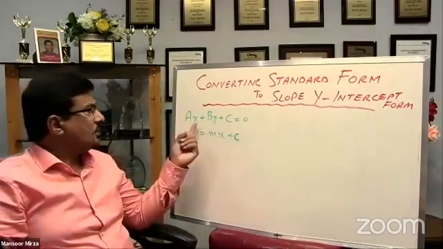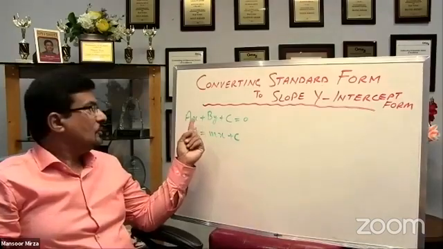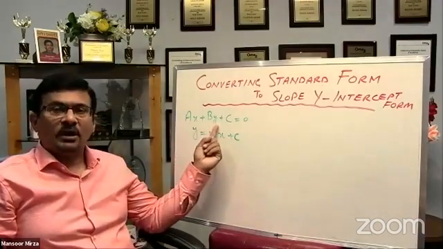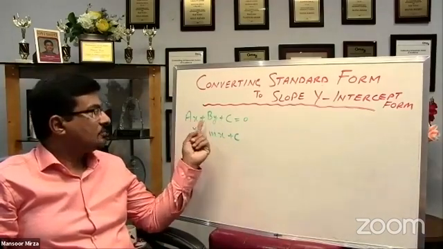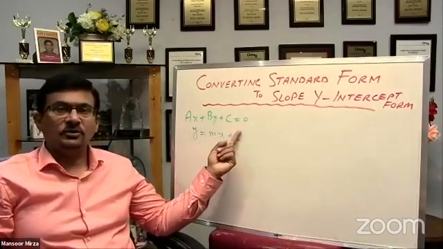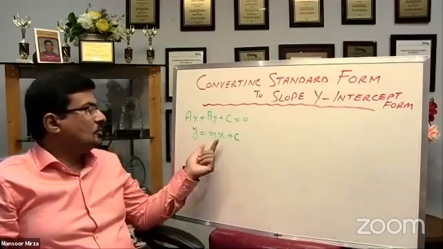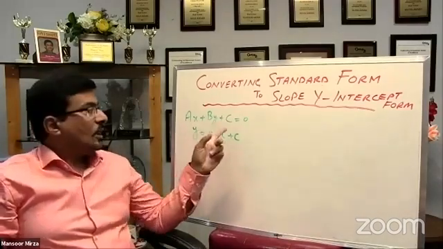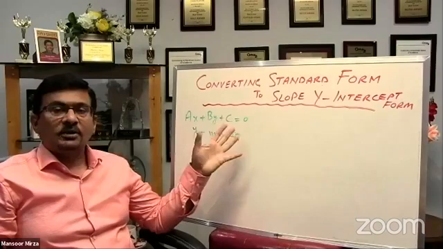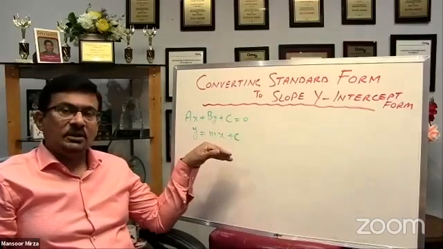As you can see on the screen, this first line shows the standard form of the equation of a line, which is ax plus by plus c is equal to 0. And the slope y-intercept form is y is equal to mx plus c. So I will show you today with some examples how we can interchange between these two.